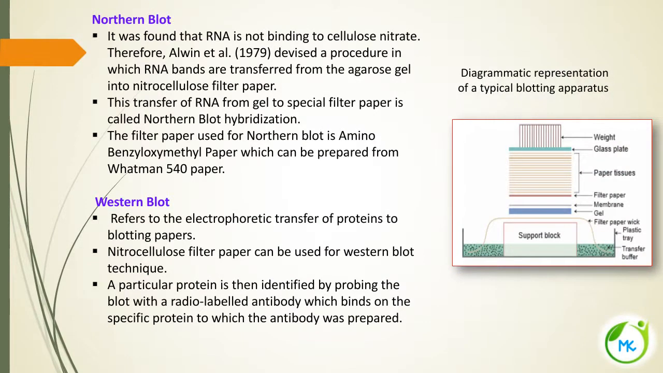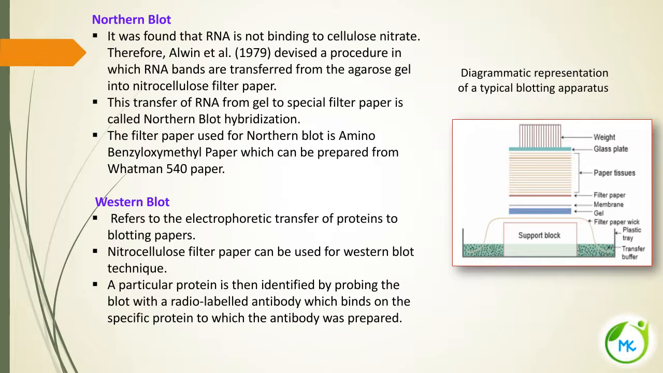The next technique is northern blot. Already we know that for transfer of RNA we will be using northern blot. The first technique, southern blot, is named after its discoverer, Southern. Since these are in connection with the blotting technique, they are given the names northern blot and western blot. Here there is no connection with a scientist.